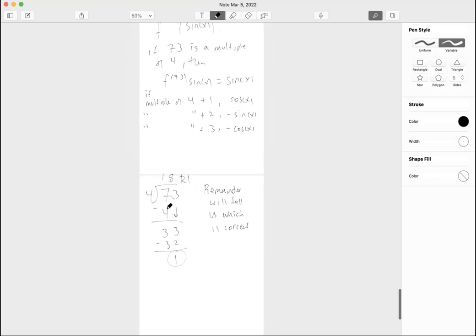Let's think of the number 73. Every time you're looping 4, you're getting back to sine. So you're taking 18 cycles of getting back to sine.